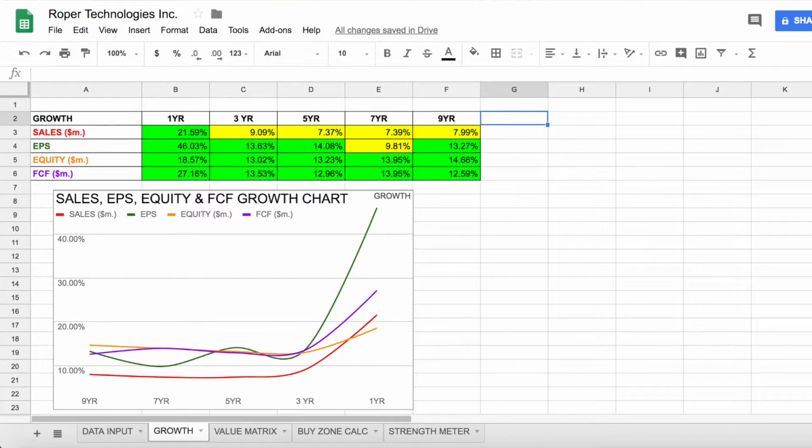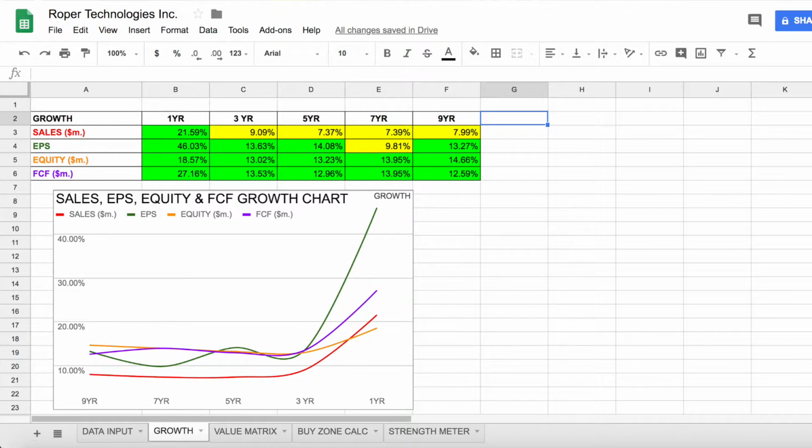Earnings per share long-term growth has been over 10%, 13.27%, and each year it's been improving besides that 7-year average. This year they were able to grow EPS by a whopping 46%, which is insane. Equity is a very similar story, 14.66% long-term and growing each and every year.